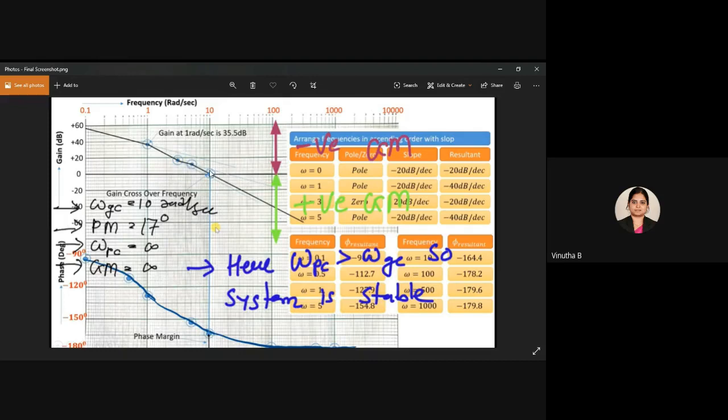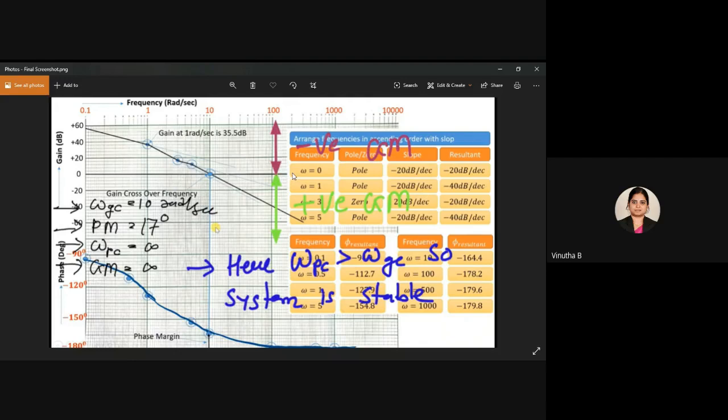Now, see here. This value, omega GC, you got 10 radians per second. Corresponding to this, you have this phase margin. From this point to the 180-degree reference line will give you the phase margin. That difference is the phase margin, which is 17 degrees. Then the phase crossover frequency is infinity. Gain margin is infinity.